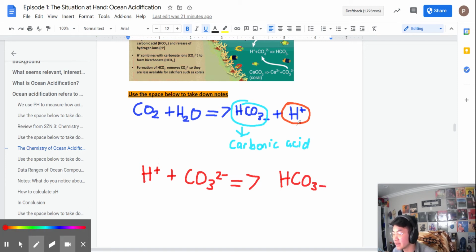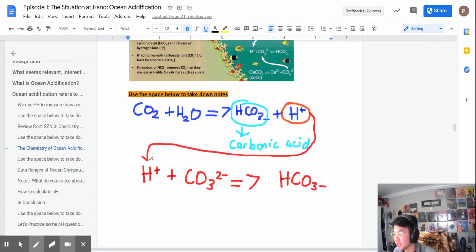So it's these hydrogen ions again, and this time in the second series of reactions, they're going to steal the available carbonate ions to make more carbonic acid, which is going to make the ocean more acidic as well.